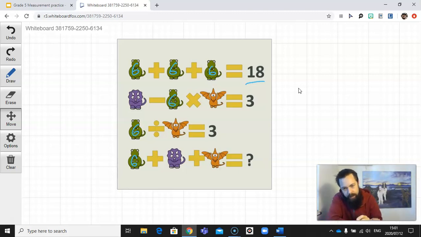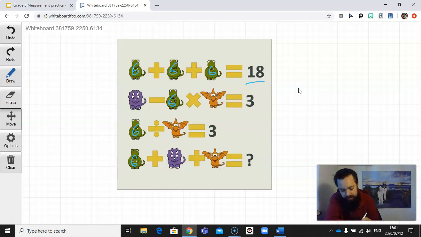Okay. Key thing to remember, you can only work out something when you've got only one missing idea. So if you look at this, we've got the missing idea of what the green dinosaur is. So we could work that out. This one, we have 2 things we don't know, so we can't work that one out yet. But this one, we only have this that we don't know, so that's the one we're going to work out next. So I've got 6 divided by something gives me 3.